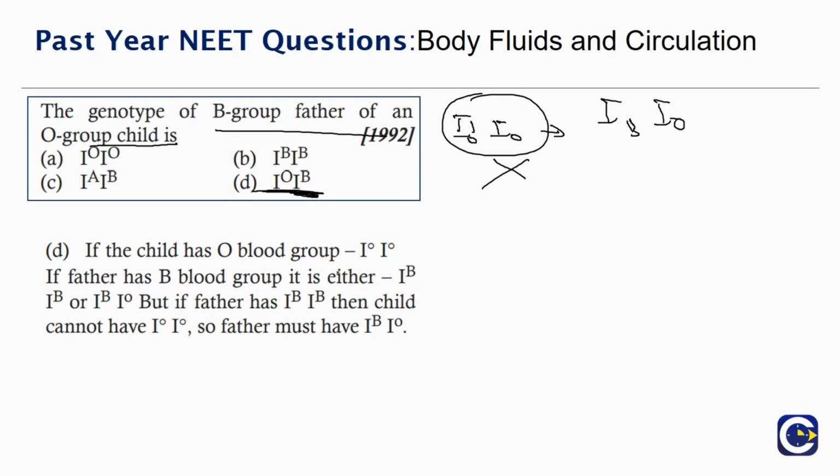If the child has O blood group, IO IO, the father has B blood group, it has to be either IB IB or IB IO. But if the father has IB IB, then the child cannot have IO. So the father must have IB IO. So this is the reasoning behind it: IO is always recessive to IB and IA. They have not given anything about the mother here, so that is why we are considering only the father, and that is enough to consider the logic.